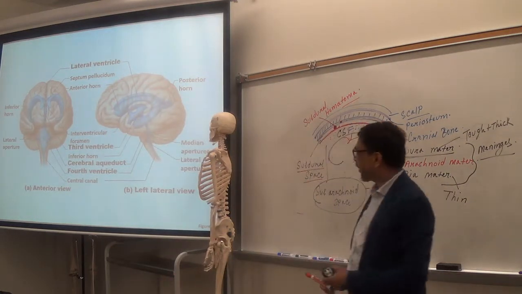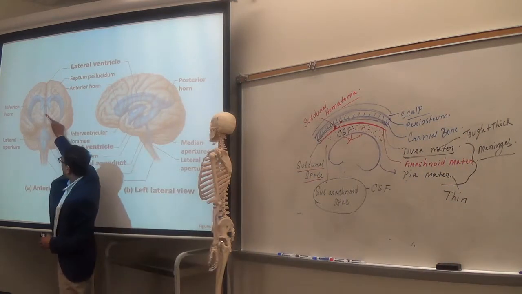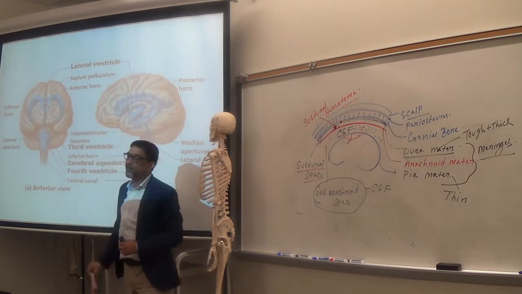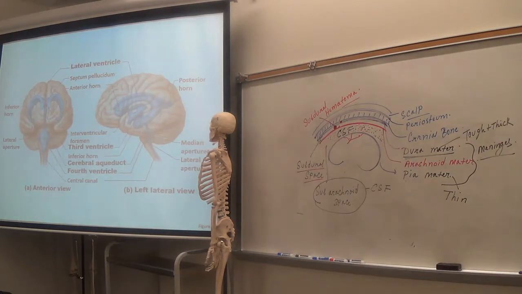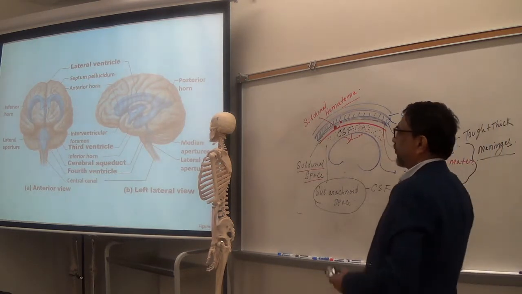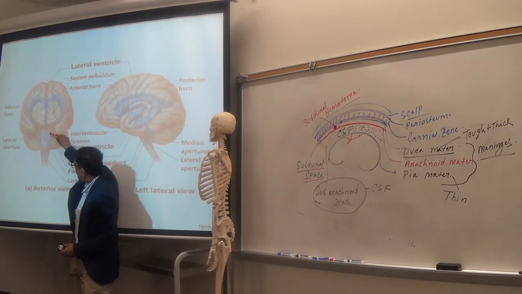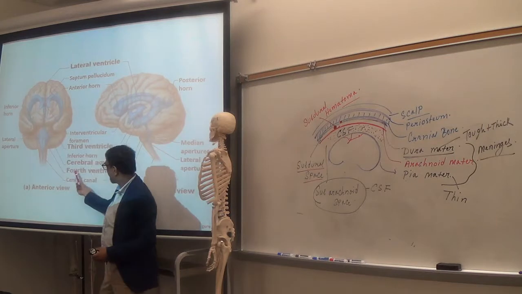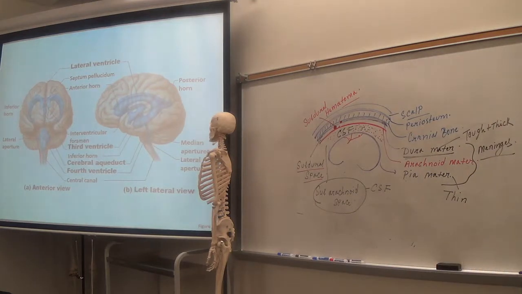Now, how are the ventricles connected to each other? Lateral ventricles are connected to the third ventricle by these tiny passages. Those are called interventricular foramen. Very simple, interventricular foramen connects lateral to third. And third and fourth are connected by the cerebral aqueduct. So this passage is called the cerebral aqueduct that connects the third and fourth ventricles. Make sense? So the fluid can go from one ventricle to another.